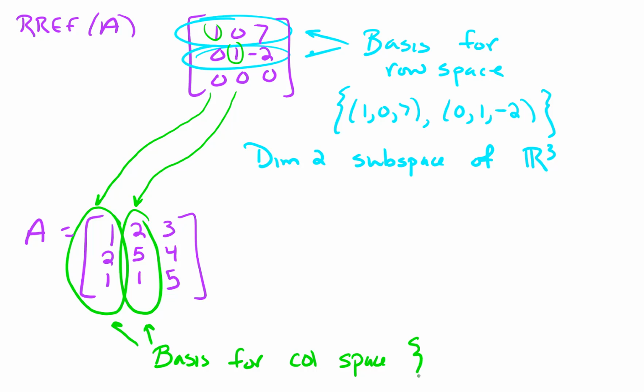So we could say we've got the vector 1, 2, 1 and the vector 2, 5, 1. Again, the column space is a subspace of R3. It's a two-dimensional subspace of R3.